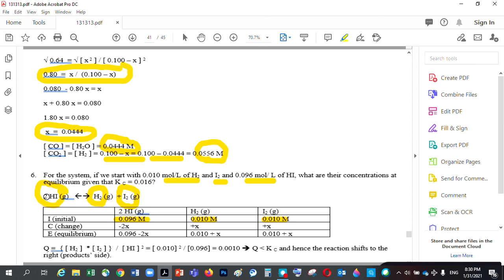So then you set up, watching out for the 2 here: minus 2x here, plus x here, plus x here, correct? Because it's 1, there's no 2 or 3. So you add them up here, add those up, you will end up with this. Add those up, you end up with this. Add those up, you end up with this. Here it is.